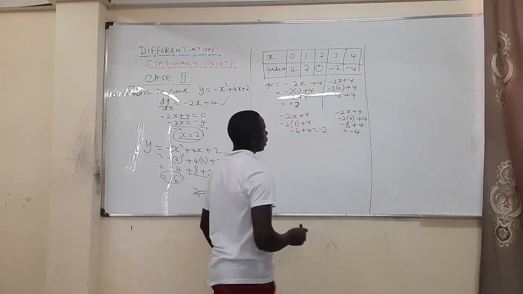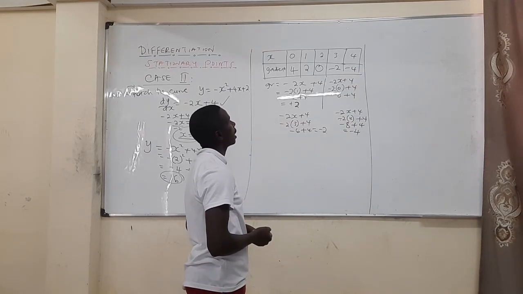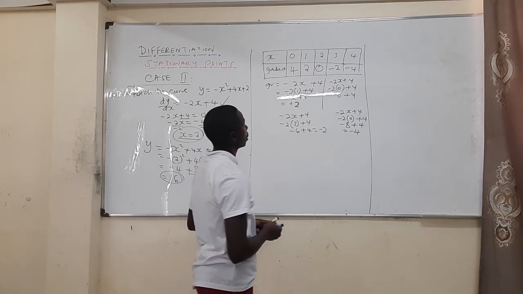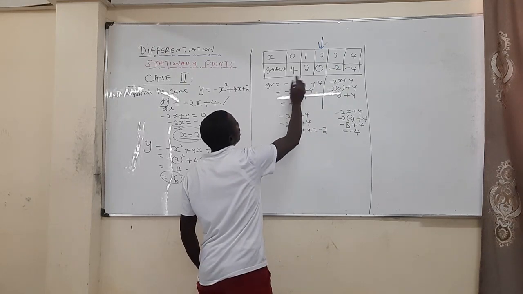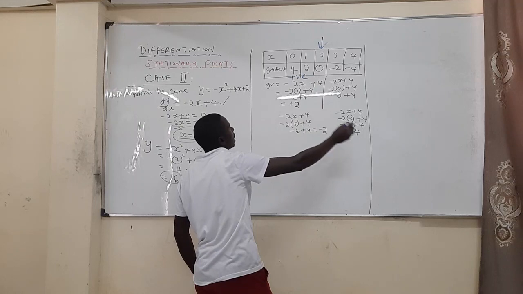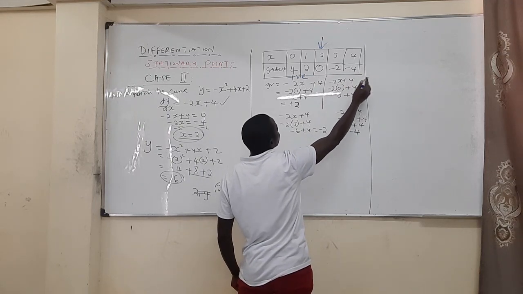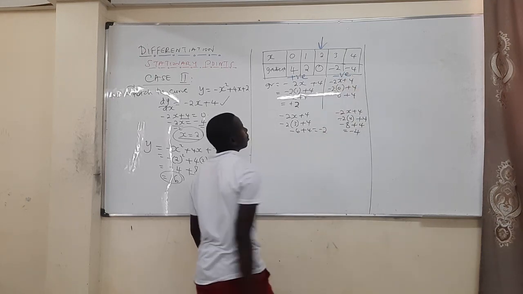So that is the nature of the gradient on the right and the left hand side of our stationary point. So this is our stationary point. On the left hand side, the gradient is positive. And then on the right hand side of the stationary point, the gradient is negative. You have minus 2 and minus 4.